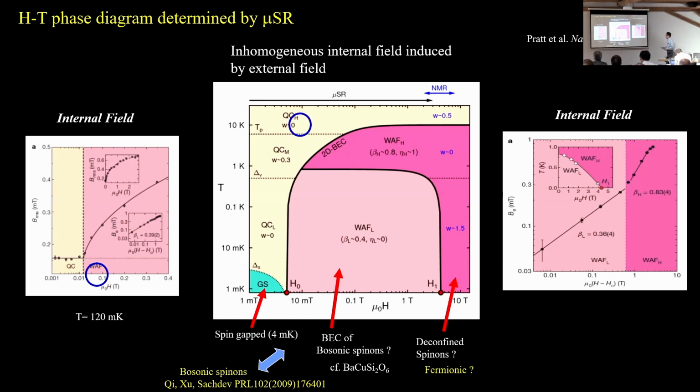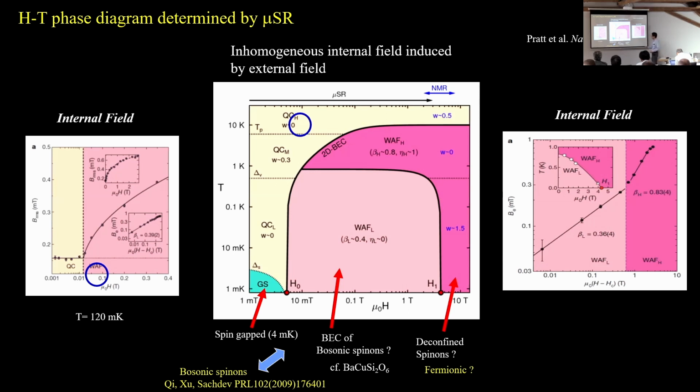In the phase diagram of temperature versus magnetic field, in the low magnetic field region there is no internal magnetic field. But this is a critical point, he said. Above this magnetic field, an inhomogeneous magnetic field emerges, induced by the external magnetic field.